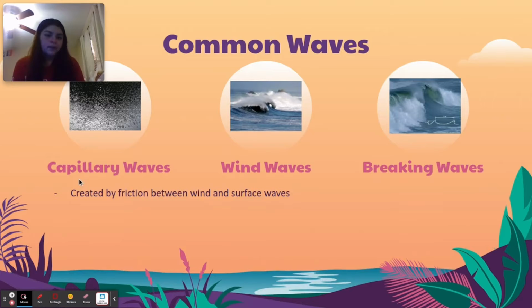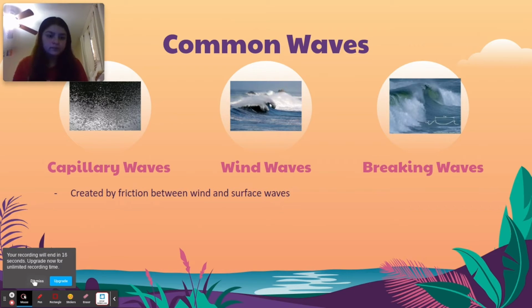Okay, the common waves you should know are the capillary waves, the wind waves, and the breaking waves. And I'm going to discuss all three of them. This is an example of a capillary wave, like I showed you in the previous slide. And then this is an example of a wind wave and an example of a breaking wave. And I will be discussing the three waves in this slide.